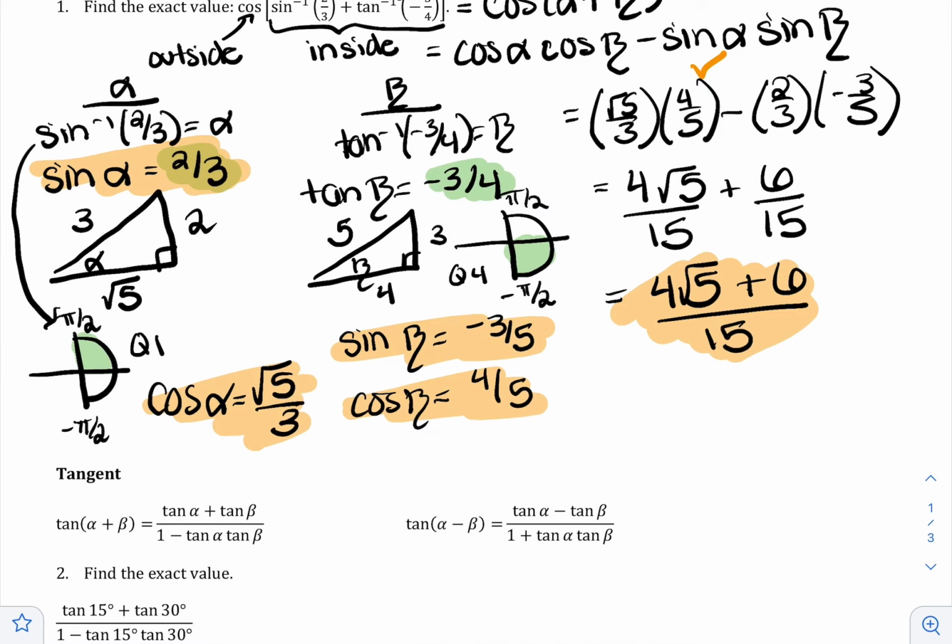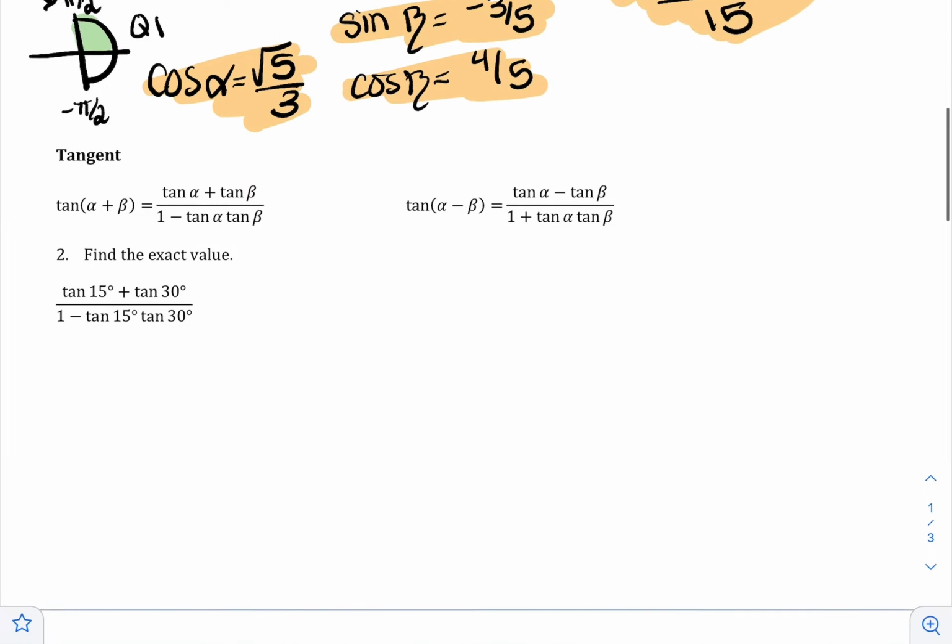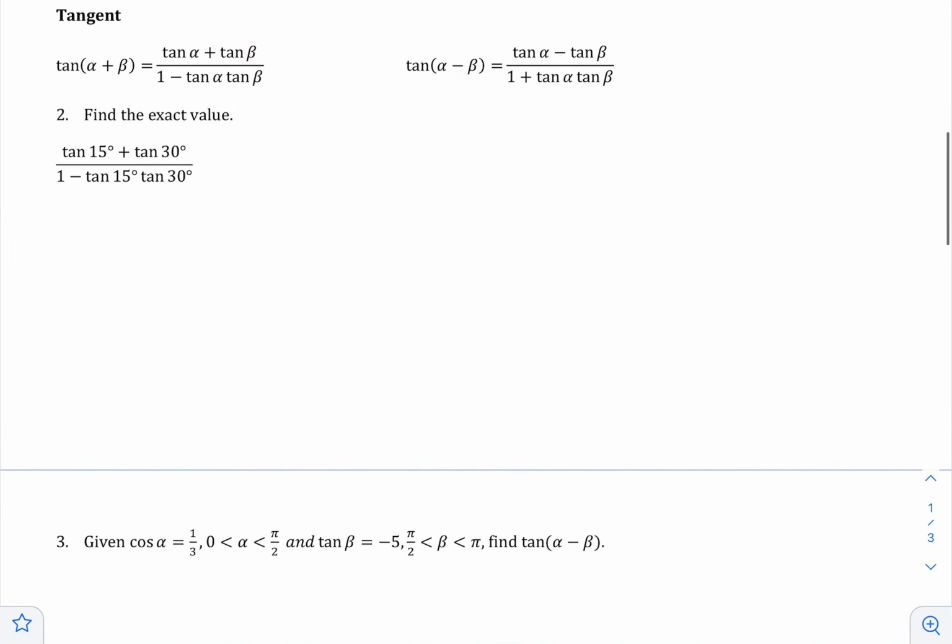Okay, let's look at tangent. So tangent has sum and difference formulas too. Tangent will have a numerator and a denominator, which is different than the sine and cosine. So a few things to help you remember. In the numerator, they're separated, the alpha and the beta. In the denominator, they're together.